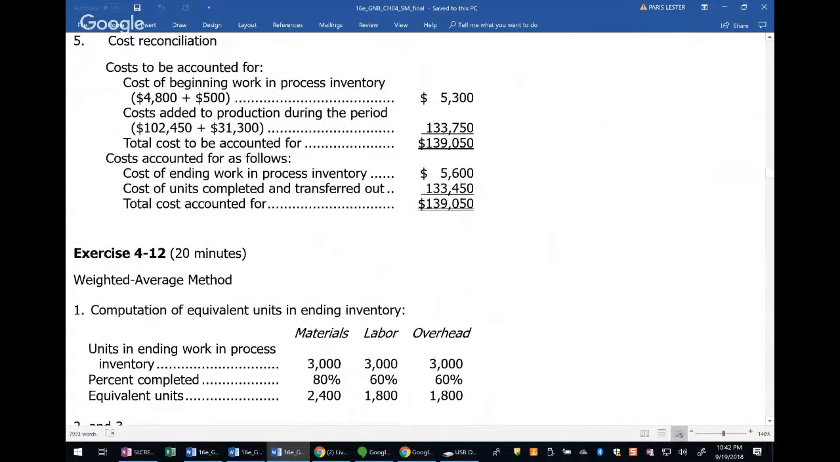All right, did you have any trouble calculating the equivalent units for materials, labor, or overhead? All right, now we had to do these in a little bit backward way. Units in ending inventory, percent complete was 80, and equivalent units there was 2,400. Units in ending inventory, 60%, 1,800. And usually labor and overhead are the same, their conversion cost. Now, all you were doing was computing equivalent units in ending inventory, not total equivalent units.